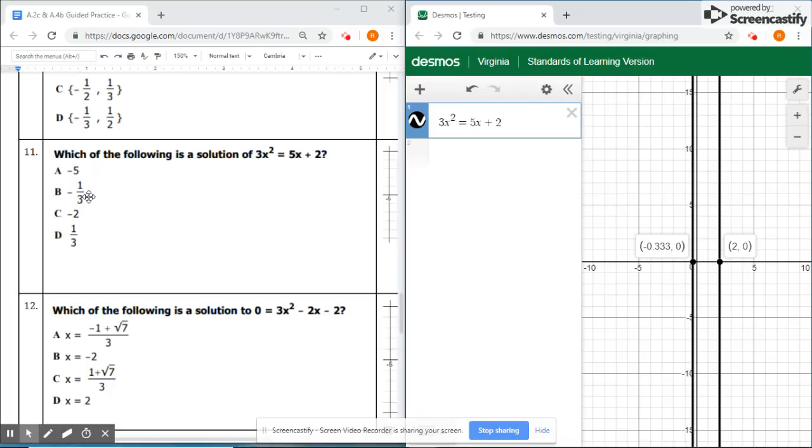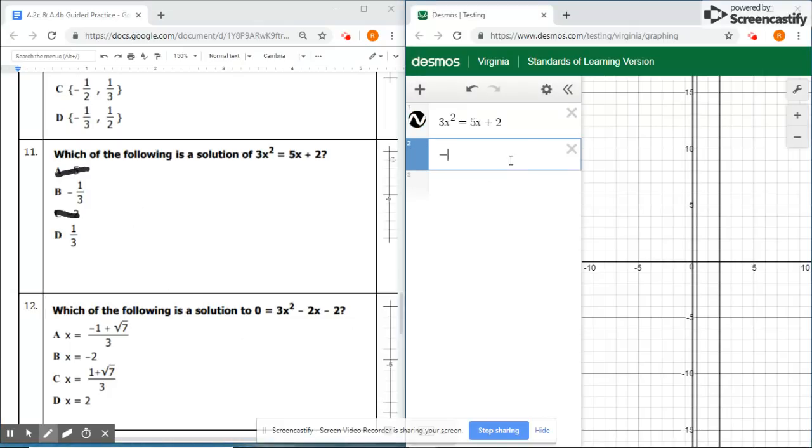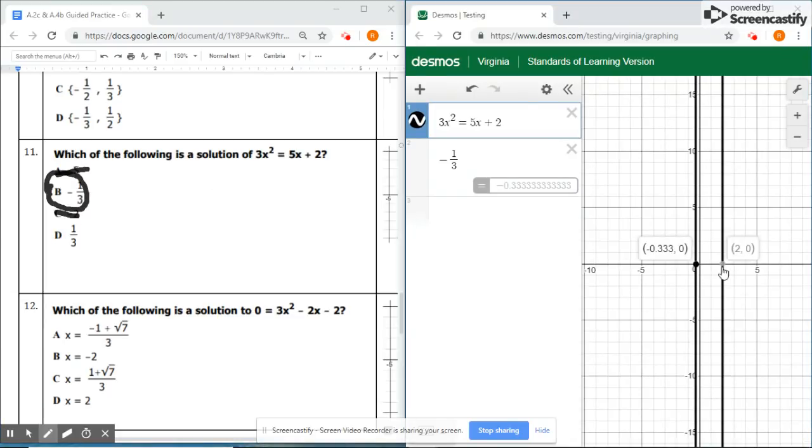If I look, 2 is not a solution. Negative 2 is, but that's not the same as 2. Okay, and negative 0.333, that's not negative 5. I'm guessing that negative 0.333 is the same as negative 1/3, but we could definitely check it out here. Negative 1/3 is negative 0.333. That was really easy. We just checked that on Desmos. We checked our 2 solutions here and saw which solution was an answer choice.